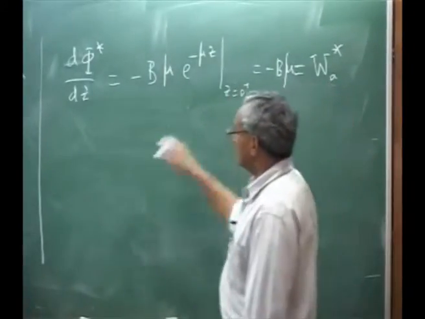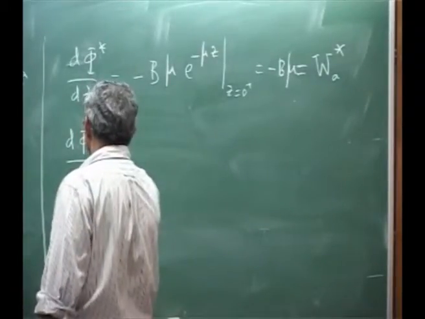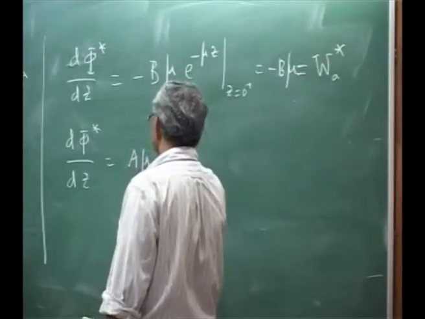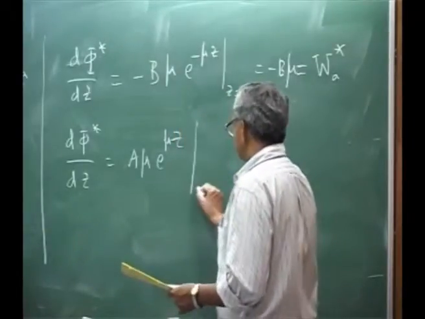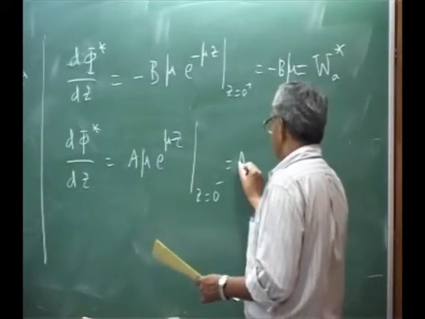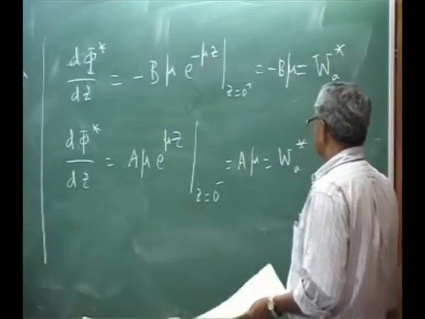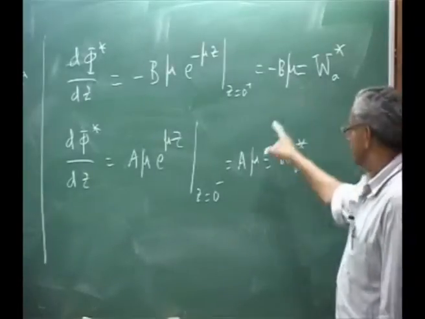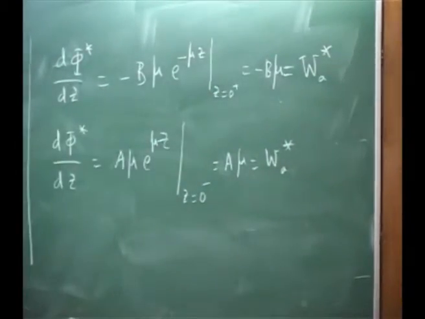And when you do the same thing for the lower surface, d phi star over dz is plus a mu e to the power mu z at 0 minus, this will give me a mu, which is again WA star. So you can get B and A. B equals WA star over mu with a minus sign, and A is WA star over mu with a plus sign. So I can write my solution like this.